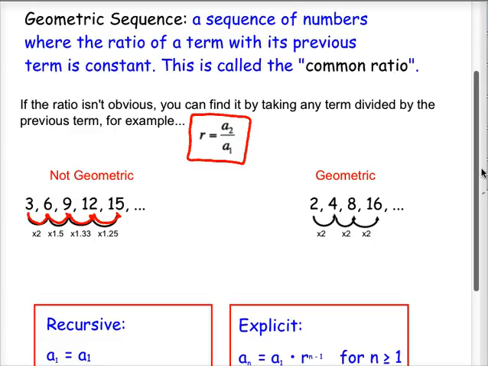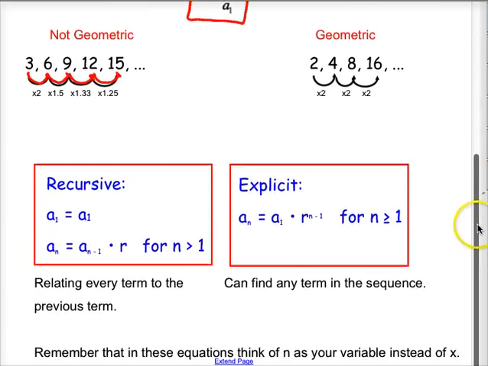Now today, we're going to focus on recursive and explicit for these geometric sequences. Recursive works exactly the same way as it did for arithmetic. You have to state your first term. So in this case, my first term is 2. And then you have to state that for any previous term, the way to get to your next term is multiply by that common rate. Multiply by that 2.